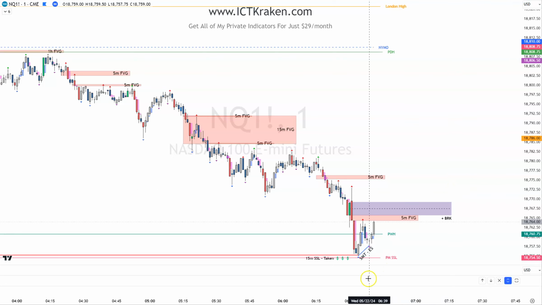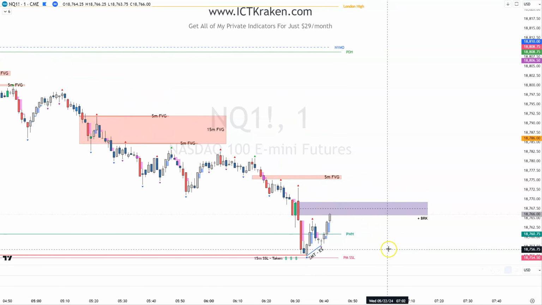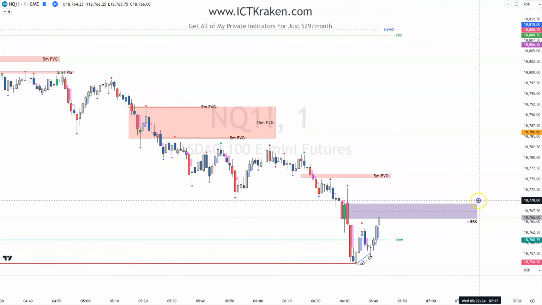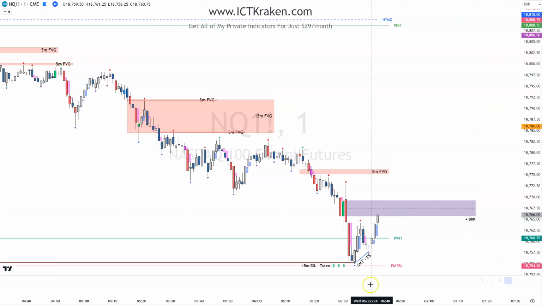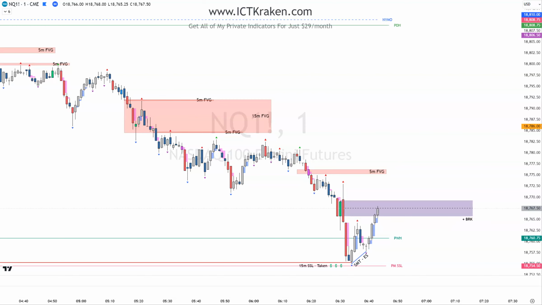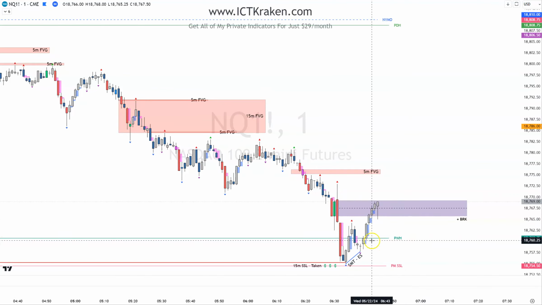Now let's just see if it works out that way or not. So let's make this bigger here. Actually, let's get rid of this. Okay. Several fair value gaps right here. There's 4 of them in a row.